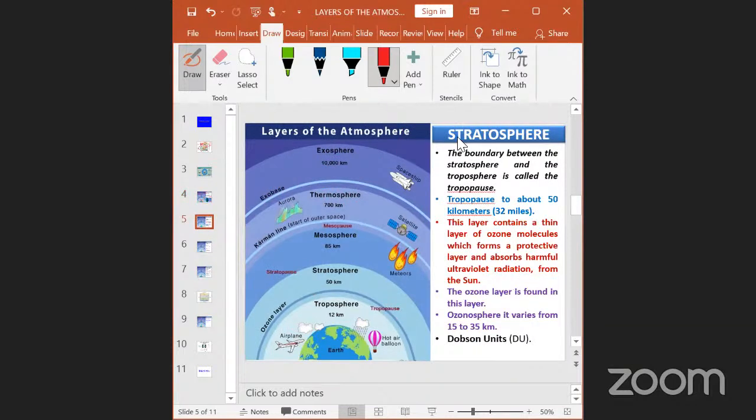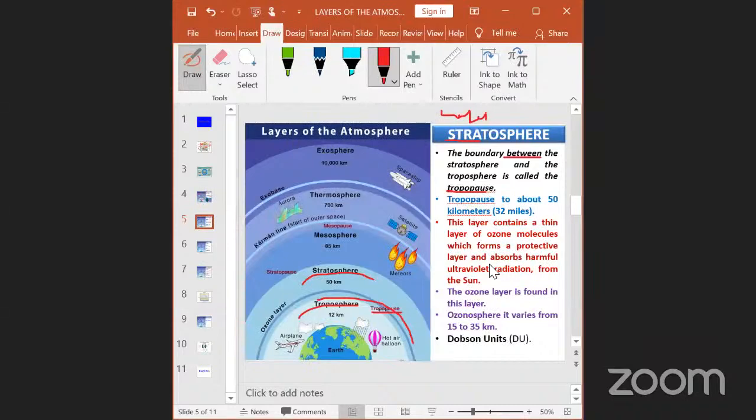The next one is the stratosphere. Strat means layer, and this layer of our atmosphere has its own set of layers. The boundary between the stratosphere and the troposphere is called the tropopause. Where is it? This one is the troposphere, this one is the stratosphere, and this line is called the tropopause.